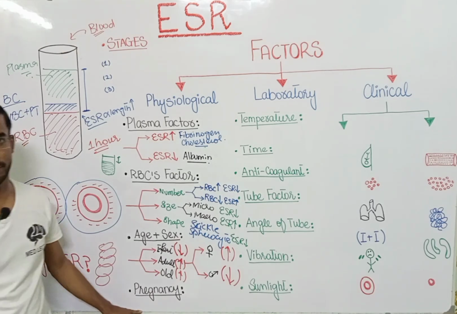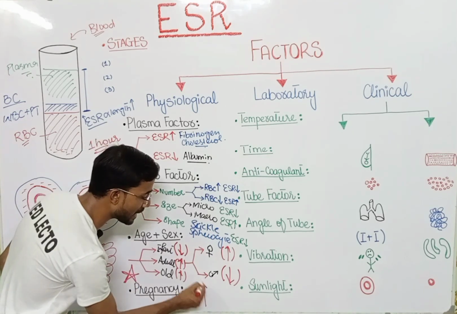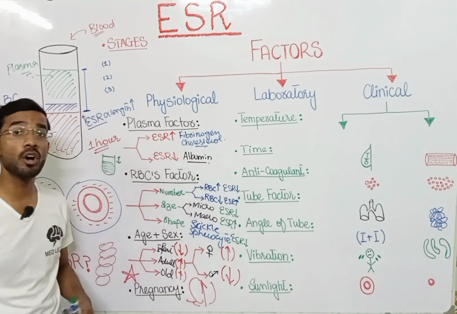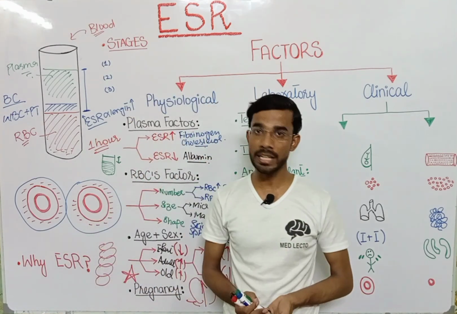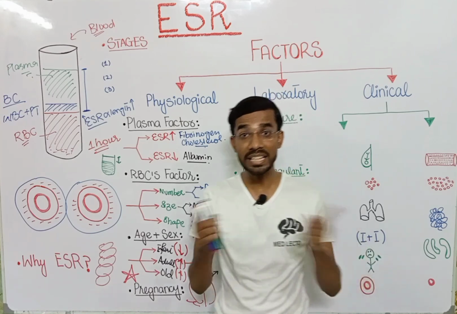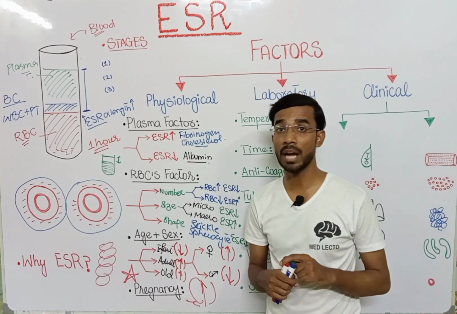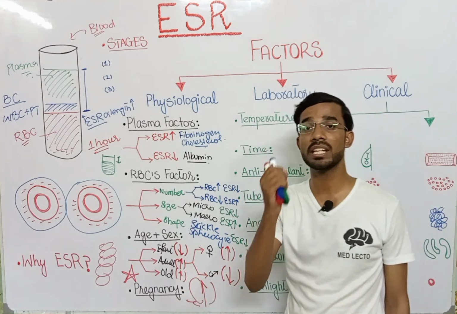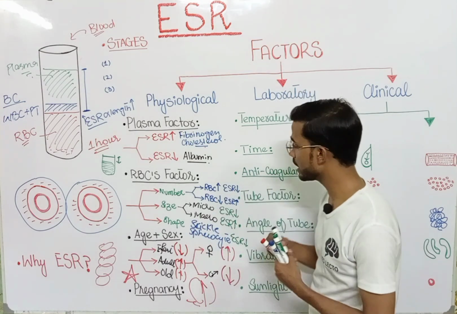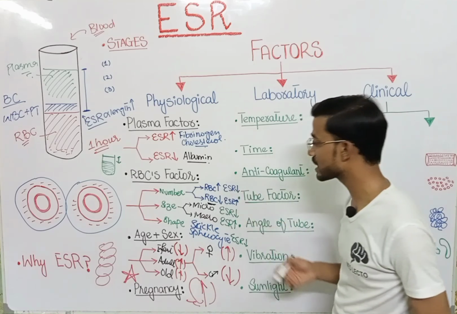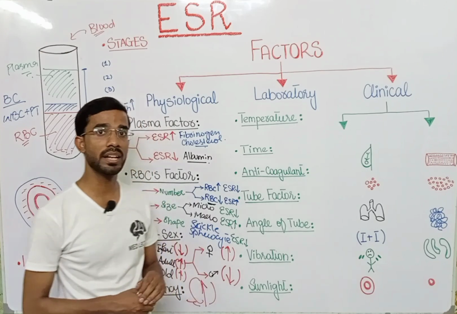And last is pregnancy. In pregnancy, this is the most important point: you will see the ESR will be high. Why? Because in pregnancy you will see hemodilution. So plasma level increases and the RBC number relatively becomes reduced. So it is actually a form of anemia. When the RBC count decreases, the ESR will increase. So that is the reason why ESR increases in pregnancy.